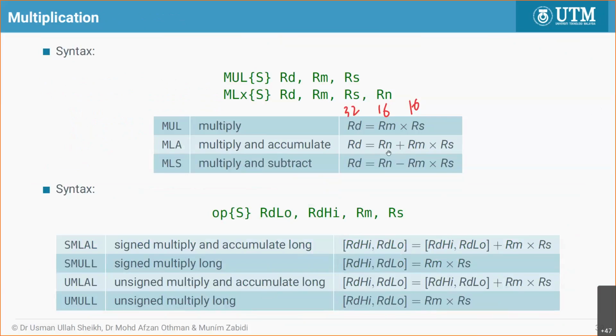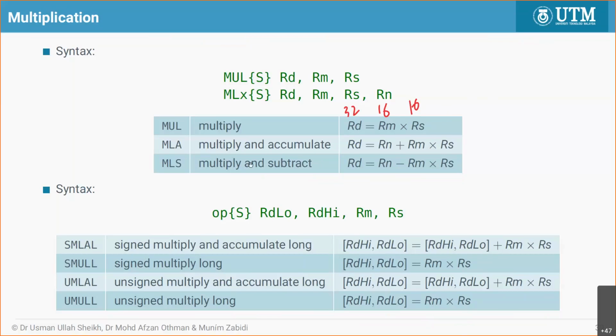And then we have the long version where you have 32-bit times 32-bit, and the answer is 64-bit in 2 registers. So that is another instruction. But this is the basic one: 16 bits times 16 bits becomes 32. Then we have multiply and accumulate and multiply and subtract.